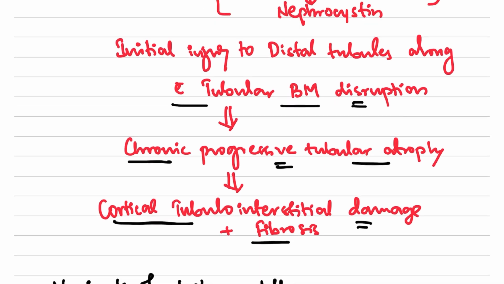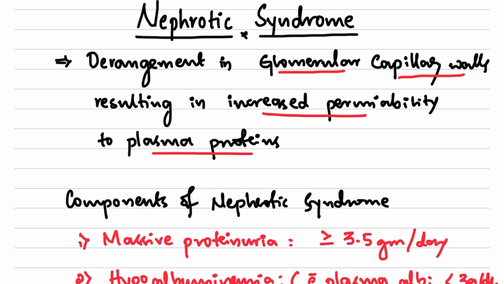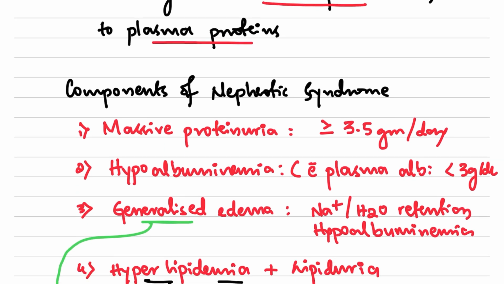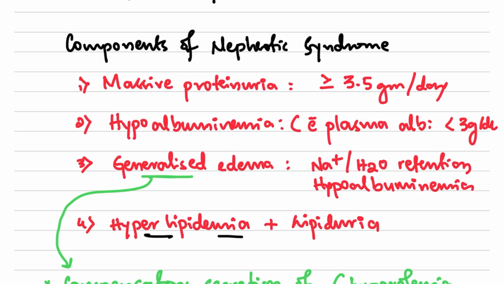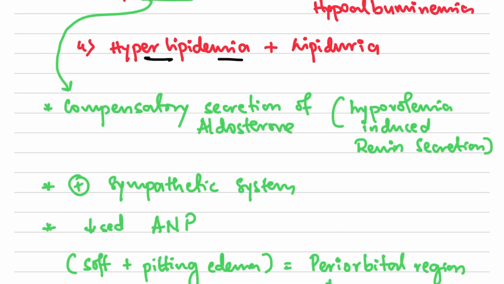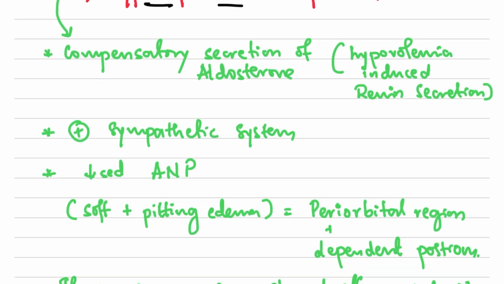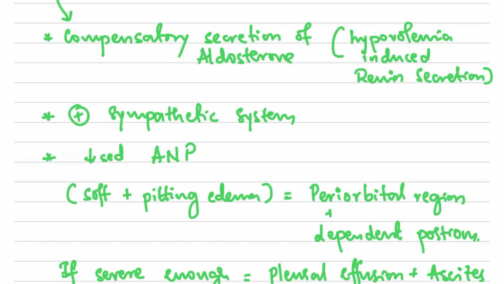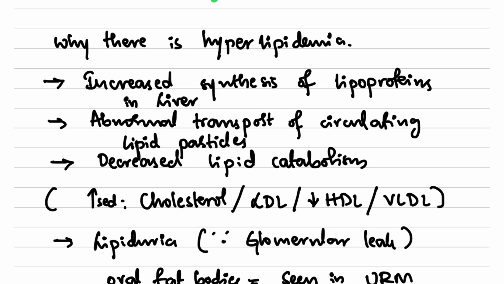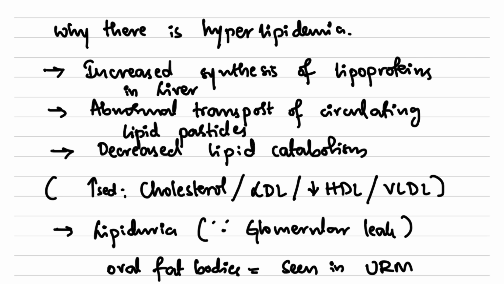So coming to basics of nephrotic syndrome, there will be derangement in the glomerular capillary walls resulting in increased permeability to the plasma proteins. These are the four components of nephrotic syndrome. We have massive proteinuria more than 3.5 grams per day, hypoalbuminemia, generalized edema along with hyperlipidemia as well as lipiduria. Because of generalized edema, there will be secretion of aldosterone, activation of sympathetic system as well as reduced ANP levels. The patient will have hyperlipidemia because of increased synthesis by the liver, abnormal transport as well as decreased catabolism.